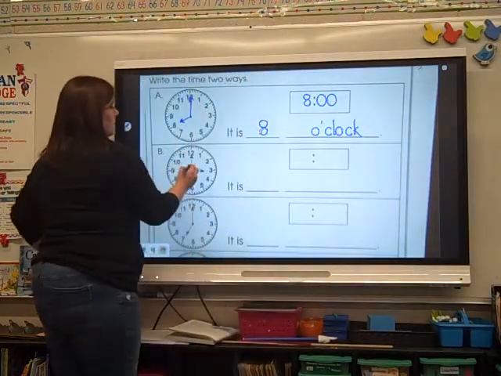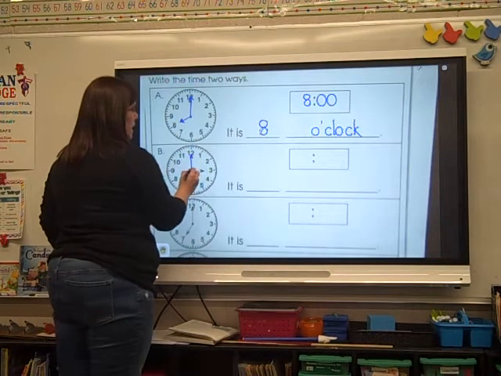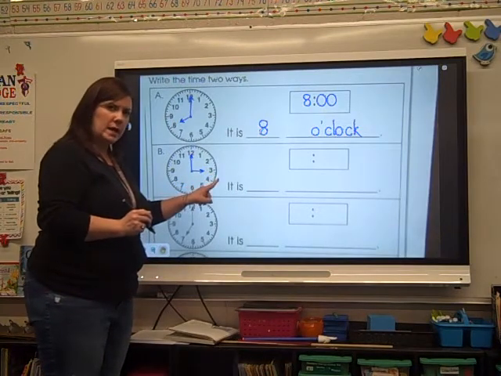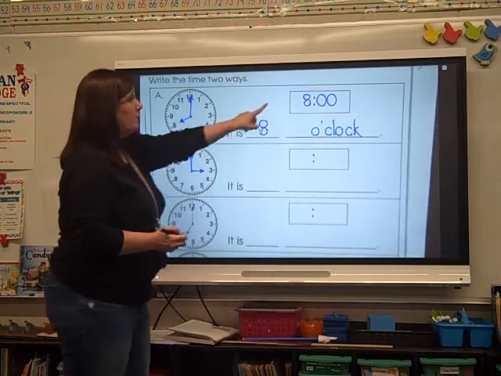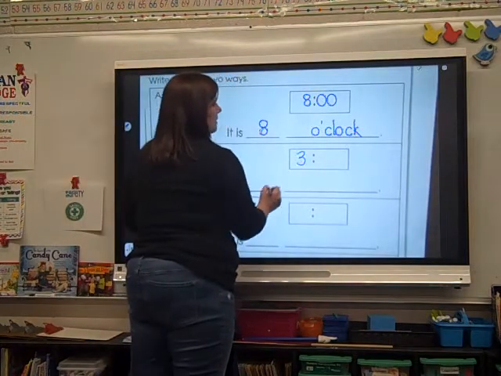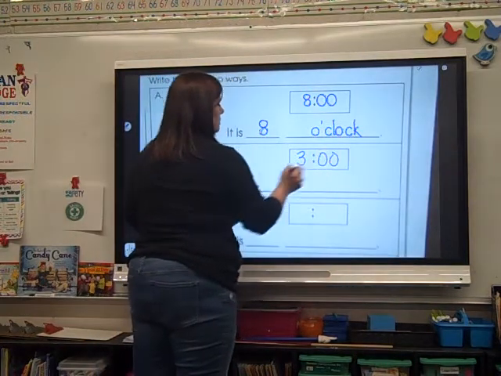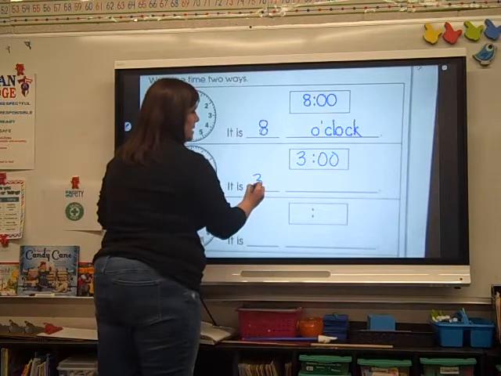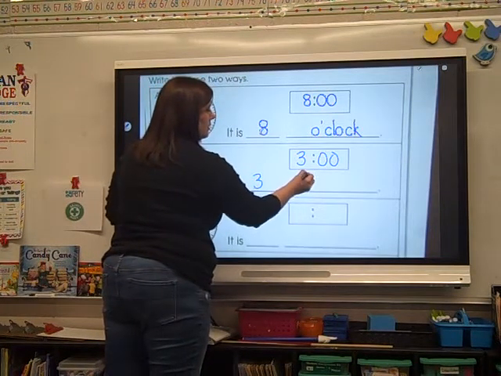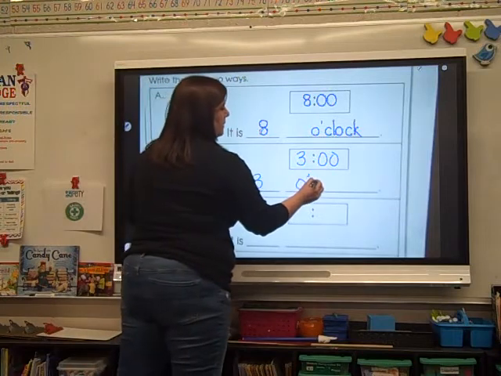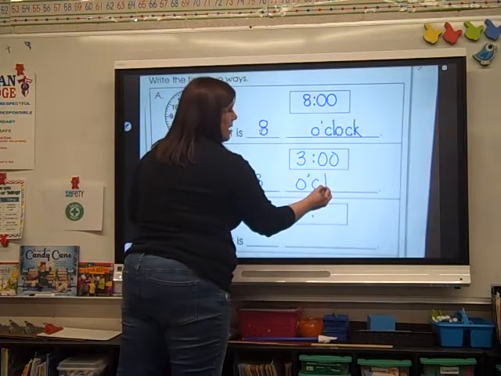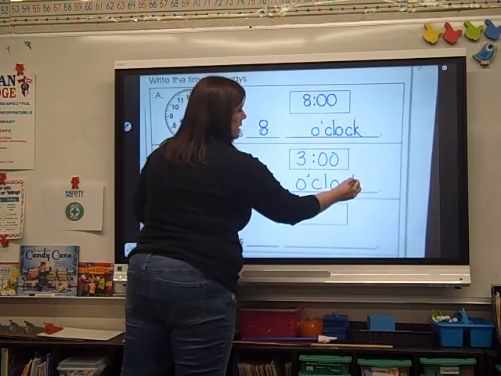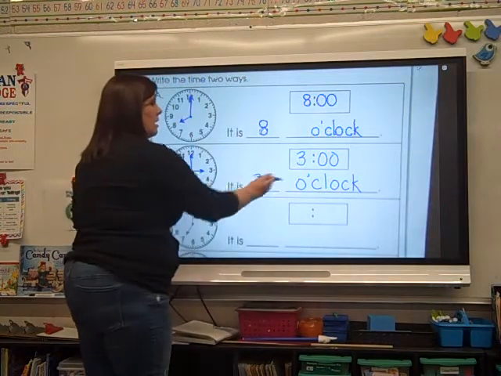Look here. The minute hand is pointing to the top, and the hour hand is pointing to the 3. So let's say it is 3 o'clock. So we'll put our 3 and our 0, 0. Okay? And then you write 3 o', and put your little apostrophe, and I'll spell it out loud for you. C L O C K. 3 o'clock.